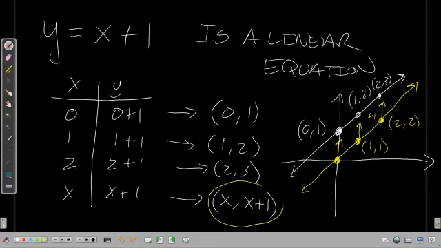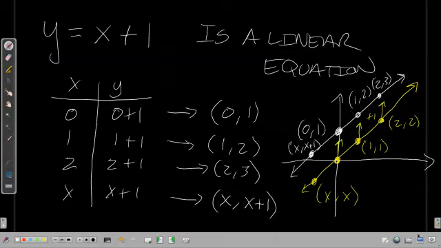And then all of the ordered pairs would just look like this. All of the ordered pairs on the diagonal look like x comma x. And if I'm just going to scoot everything up by 1, then all of the ordered pairs on this new line would be x comma x plus 1. Questions?